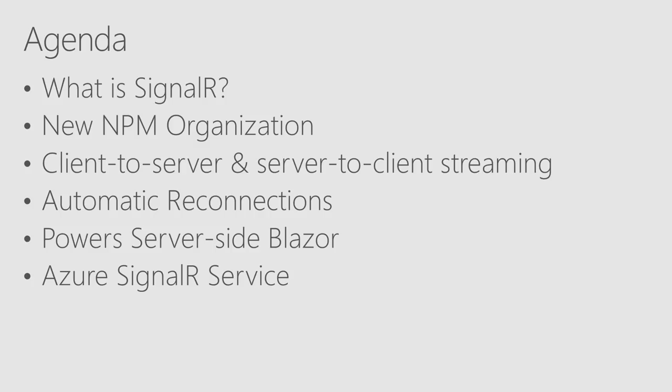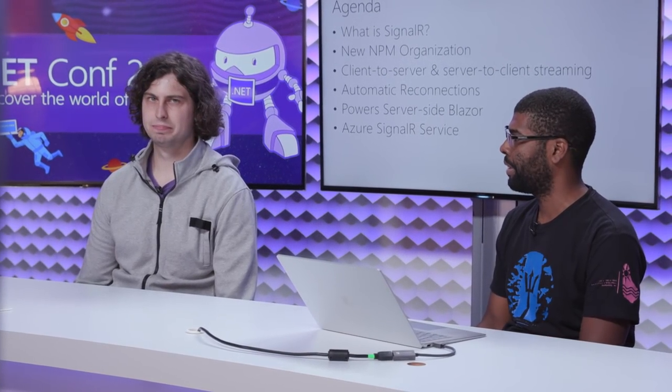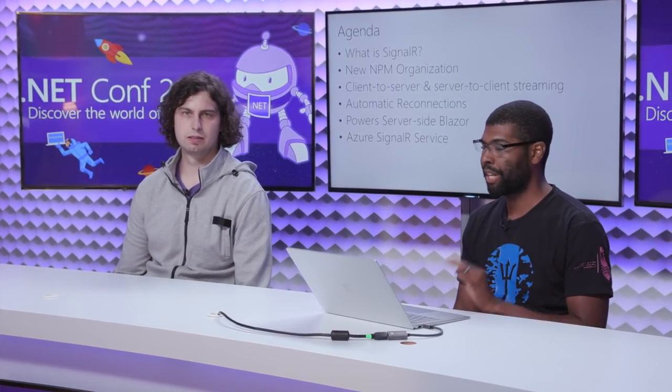We'll talk about our new NPM organization. So we made a small change to where we store the package in 3.0, and that's important. We'll talk about the new feature client-to-server and server-to-client streaming, which is a pretty cool feature that we have a demo for in 3.0. The most sought-after feature in SignalR has been reconnects.